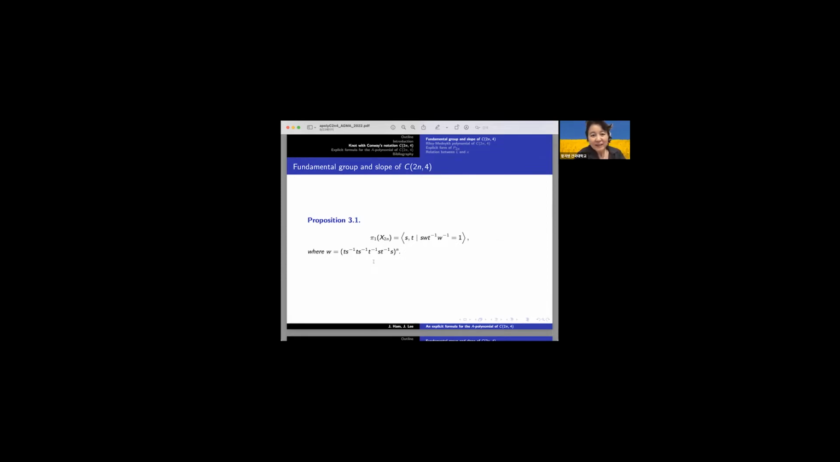Anyway, now the fundamental group of C(2, 4n). This is the fundamental group for the knot. We saw this knot before. There are two generators here, s and t, and the relations you just read from the graph: s w t^{-1} w^{-1} = 1. Here, w is (t s^{-1})^2 (t^{-1} s)^2, to the n.